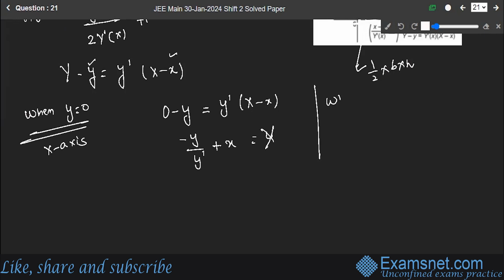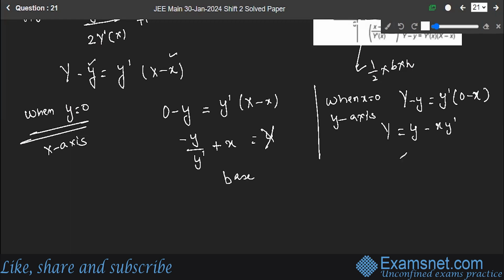Now similarly, when X is equal to 0, that means I'm talking about the y-axis. In that case, you will have Y minus y is equal to y dash into 0 minus x, so Y is given by y minus x y dash. Correct. Yes. So now this is actually forming your base, and this is forming your height for the triangle.